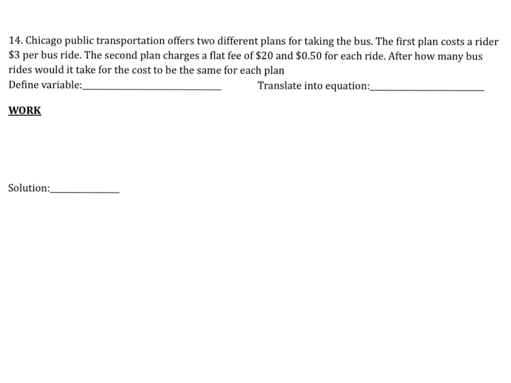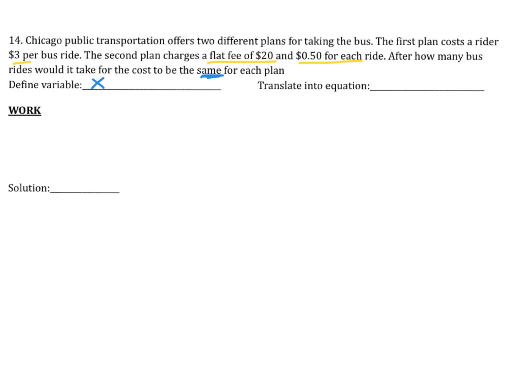Question 14, Chicago Public Transportation offers 2 different plans for taking a bus. The first plan costs a rider $3 per bus ride. The second plan charges a flat fee of $20, and then it's just 50 cents for each ride. After how many bus rides would it take for the cost to be the same for each plan?